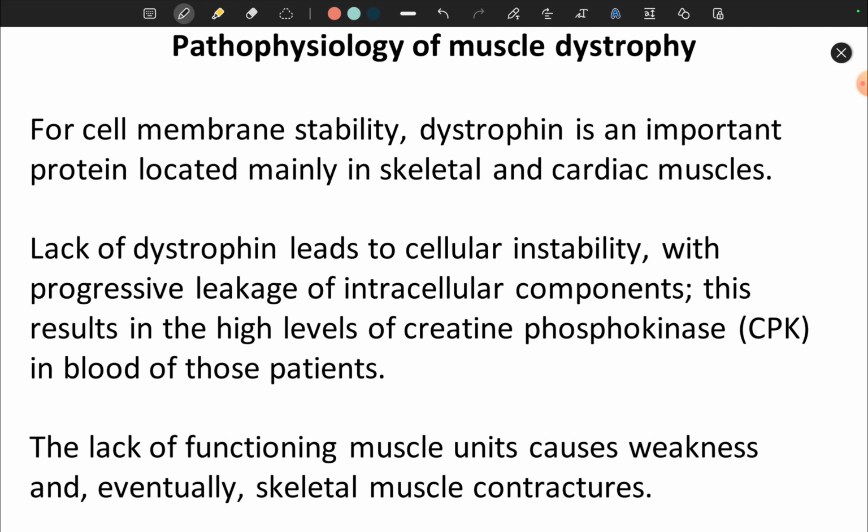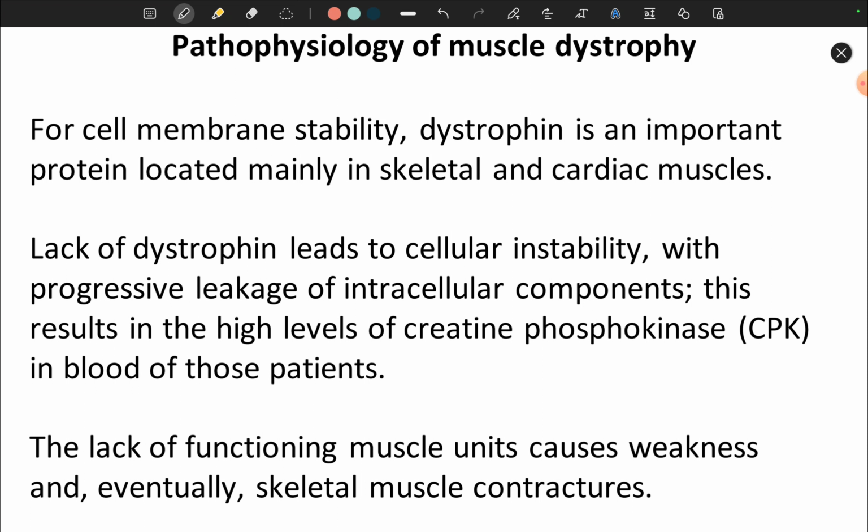The function of this protein is stabilization of the skeletal muscle fiber membrane. If there is no dystrophin, there will be weakness of the membrane. And as a result, the content of the cell will go outside. So if the content of the cell goes outside, what happens? The cells are going to die with time. They are going to degenerate with time. So this is a cause of cell degeneration and death.